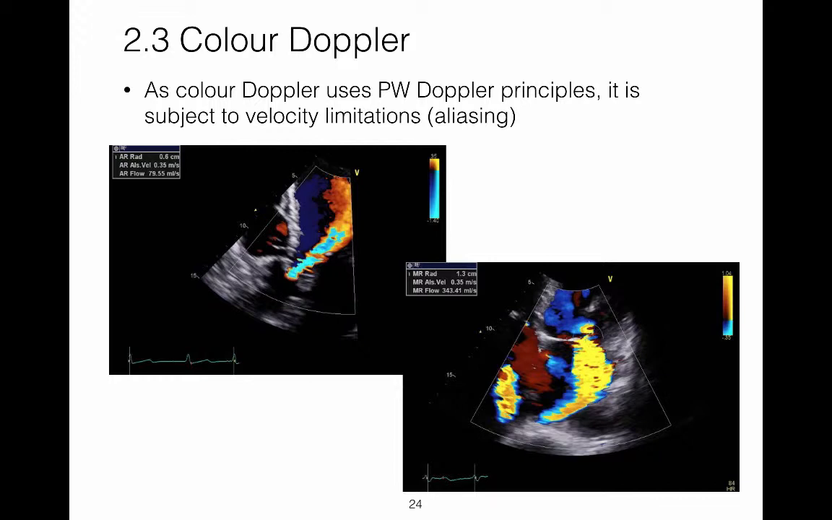As color Doppler uses pulse wave Doppler principles, it is also limited in its ability to display high velocity flow. Aliasing occurs if the velocity of flow exceeds the Nyquist limit, although at times this limitation can be utilized, for example in the measurement of regurgitant blood flow. The image on the right of this screen is an indication of this, and we will talk at greater length about this in second semester.